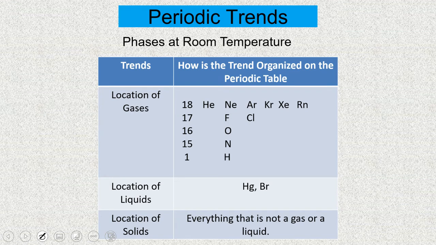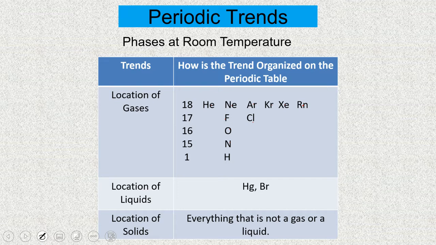Let's talk about phases at room temperature. You need to memorize these. So we've got gases. There are, let's see, 1, 2, 3, 4, 5, 6, 7, 8, 9, 10, 11 gases on the periodic table. You're going to have to memorize them. Everything in group 18 is a gas. And then you go 2 and 17, 1 and 16, 1 and 15, and then hydrogen. So group 18 is called noble gases. They're all going to be gases. Fluorine, chlorine, oxygen, nitrogen, and hydrogen are your other ones.